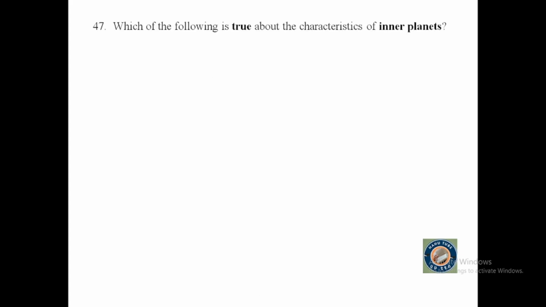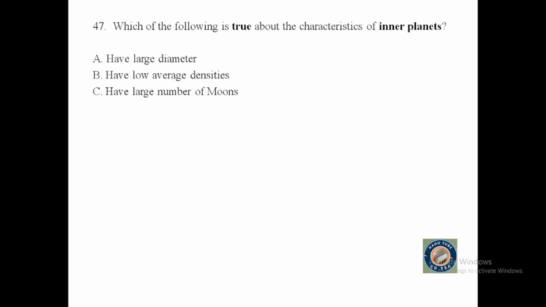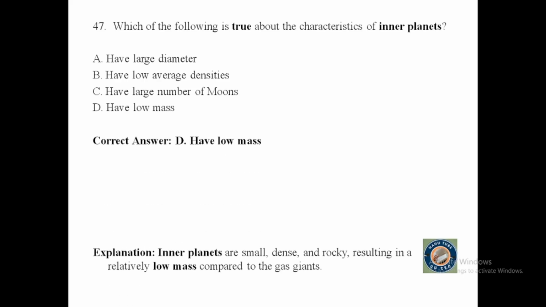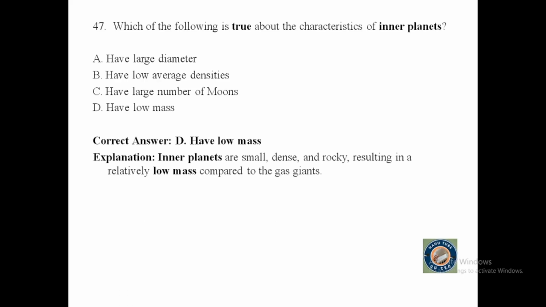Question number 47. Which of the following is true about the characteristics of inner planets? A. Have large diameter, B. Have low average densities, C. Have large number of moons, D. Have low mass. The answer is have low mass. Inner planets are small, dense and rocky, resulting in a relatively low mass compared to the gas giants.